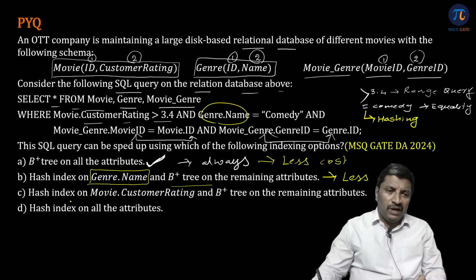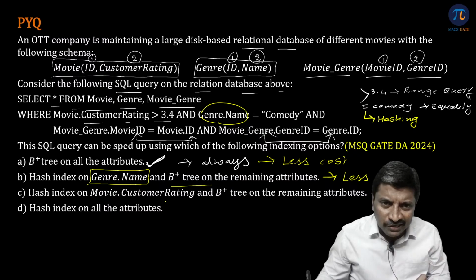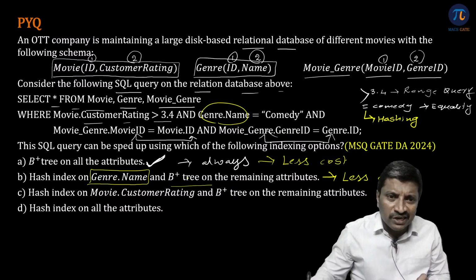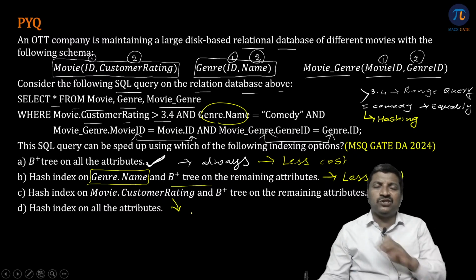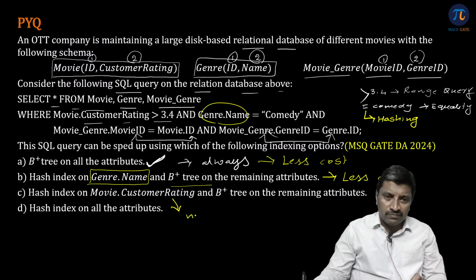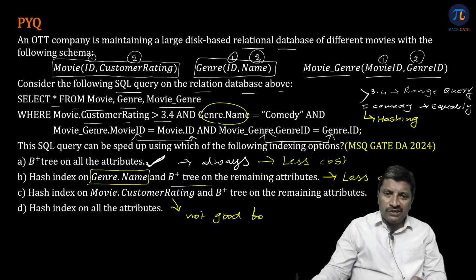Then go to the next one. Hash index on movie.customer rating. Sir, customer rating is a range query. Hash index is not good for range queries, sir. So we don't go for it.